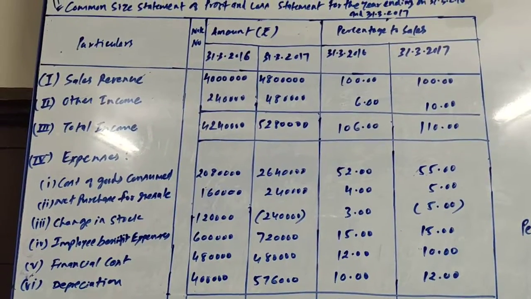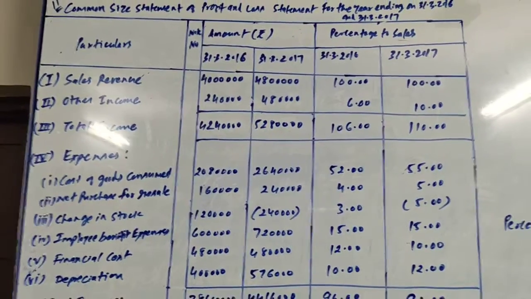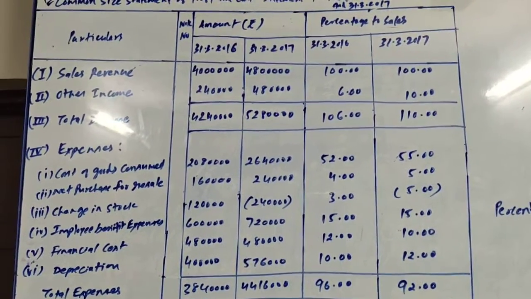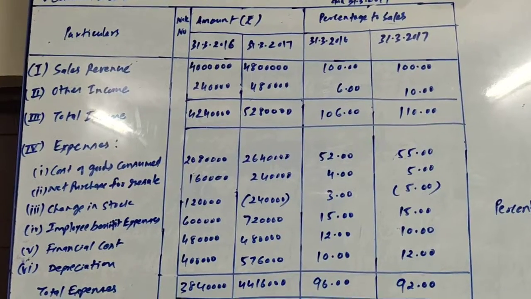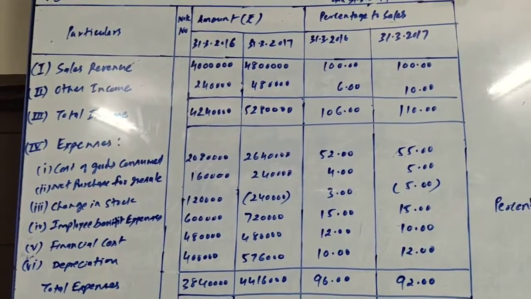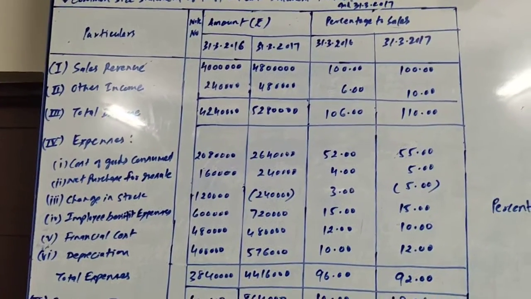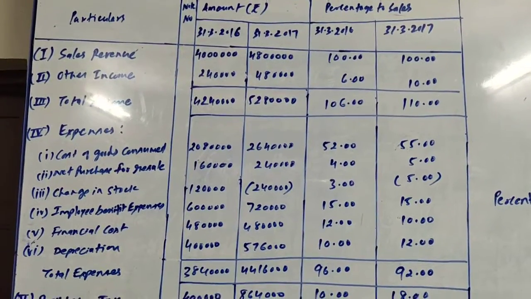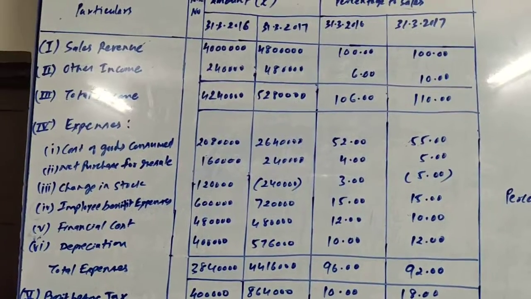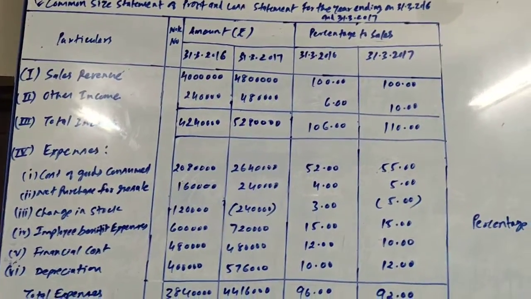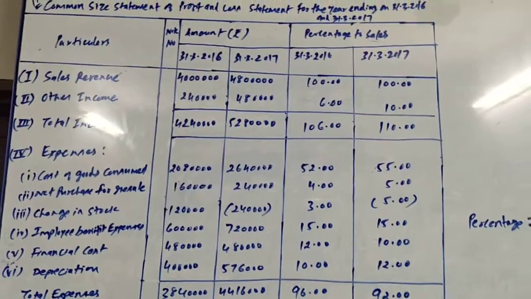So in the column of percentage 3 is written. And change in stock for the year 2017, 2,40,000 divided by 48 lakh into 100, and we get 5%, and that is negative, so it is written in bracket. Okay, then comes what? Employee benefit expenses, it is given 6 lakh and 7,20,000 in both the years respectively.